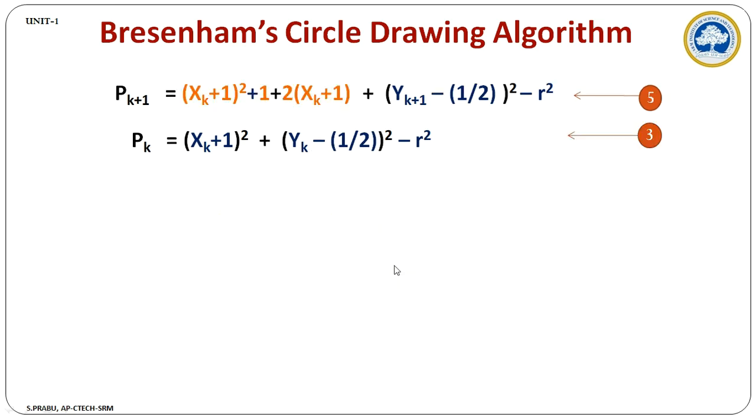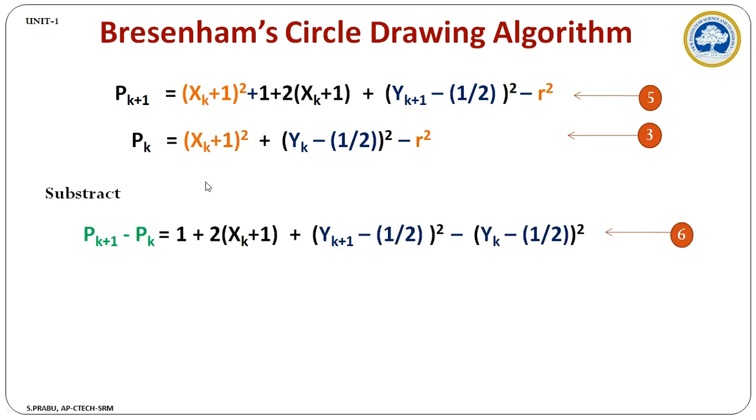I rewrite this equation here. Now I want to do the subtraction operation. Now I can get pk plus 1 minus pk equal to, this term will be cancelled and the r square value also cancelled. Then I rewrite the remaining terms, that is 1 plus 2 into xk plus 1, plus (yk plus 1 minus 1 by 2) whole square, then minus (yk minus 1 by 2) whole square. I treat this equation as number 6.